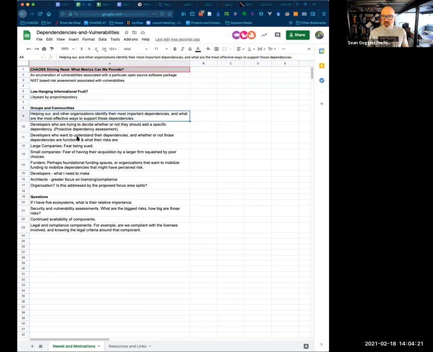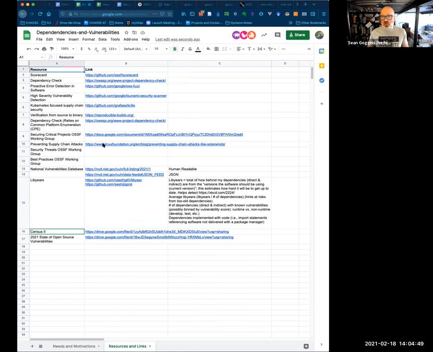This is a summary of some of the groups and communities that we've identified as stakeholders. And some of the questions I pulled from our previous notes that seemed to rise to the surface a lot were, you know, if I have five ecosystems, what are their relative importance? Security vulnerability assessments, how do I know a component will continue to be available? And then, of course, legal and compliance concerns. And then in the second tab, there's a host of available resources at our disposal, including the OSSF working group.